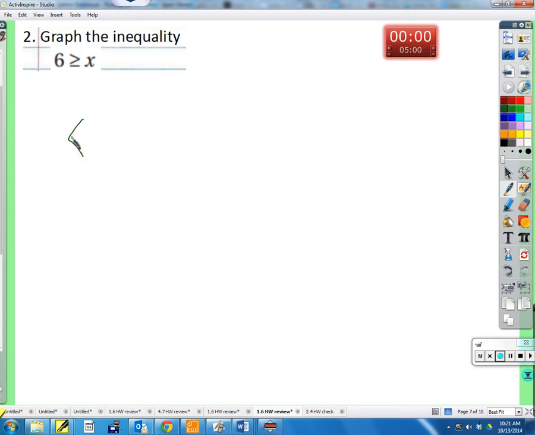Okay. We need to graph this inequality, meaning we need a number line. We need the number 6, so there's 6. It can be equal to 6, so I fill in this circle. The solid circle means it can be equal to that. And x needs to be less. It can be a little tricky because x is on the right and you might shade to the right, but that's not what this is saying. It's saying that x is less than 6.